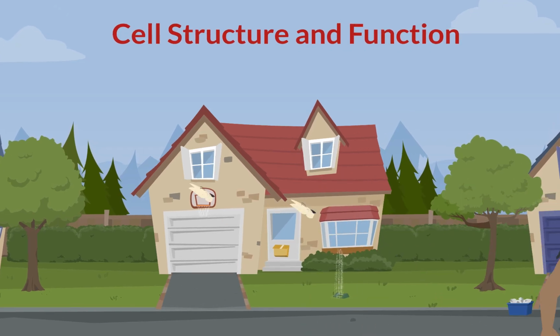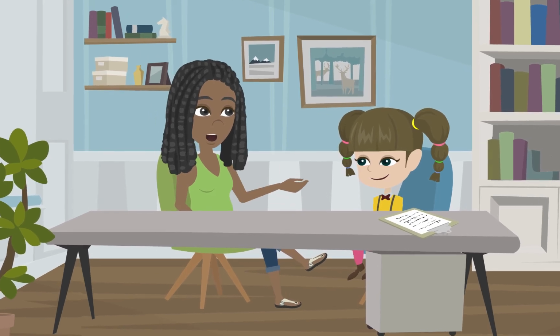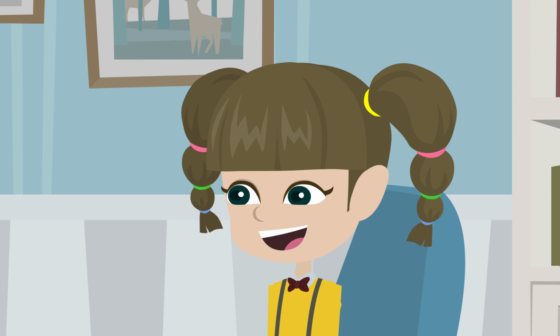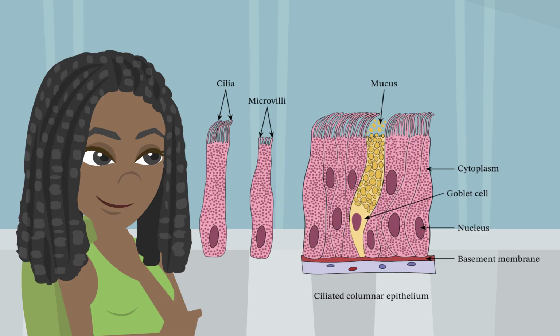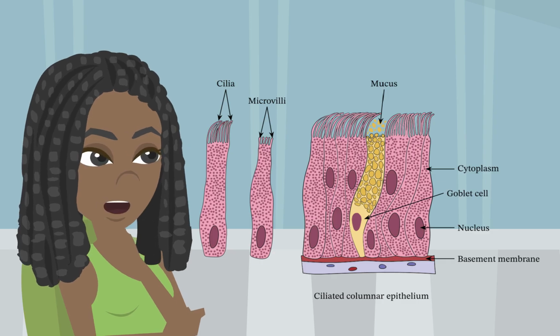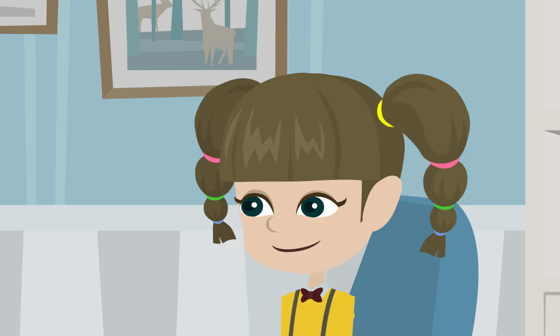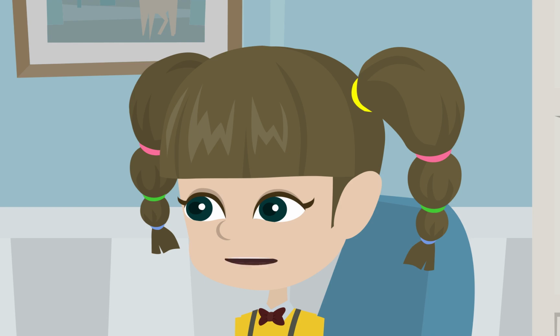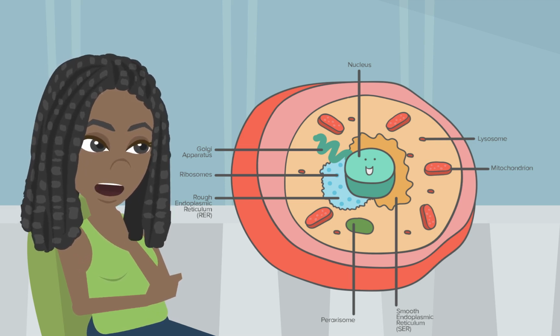Cell structure and function. Have you ever thought about how living organisms are made up of cells? Yes. I learned that cells are the basic structural units of life. It's fascinating. Exactly. Each organ in a living organism is made up of tissues, and tissues are made of cells. So, what are the main parts of a cell? The main components are the cell membrane, cytoplasm, and nucleus.